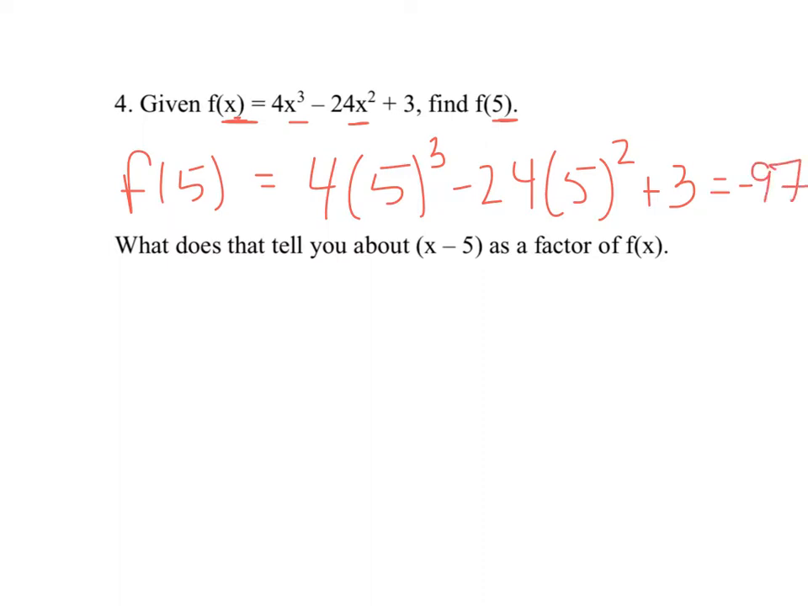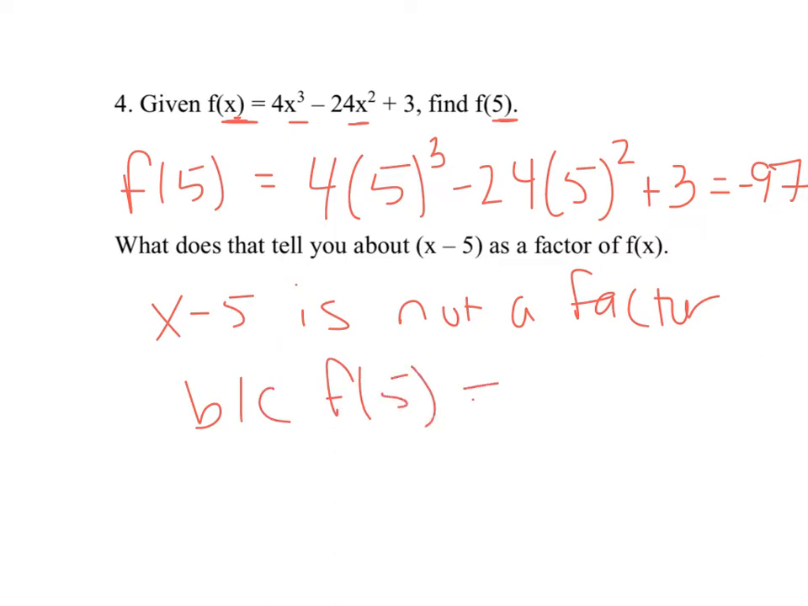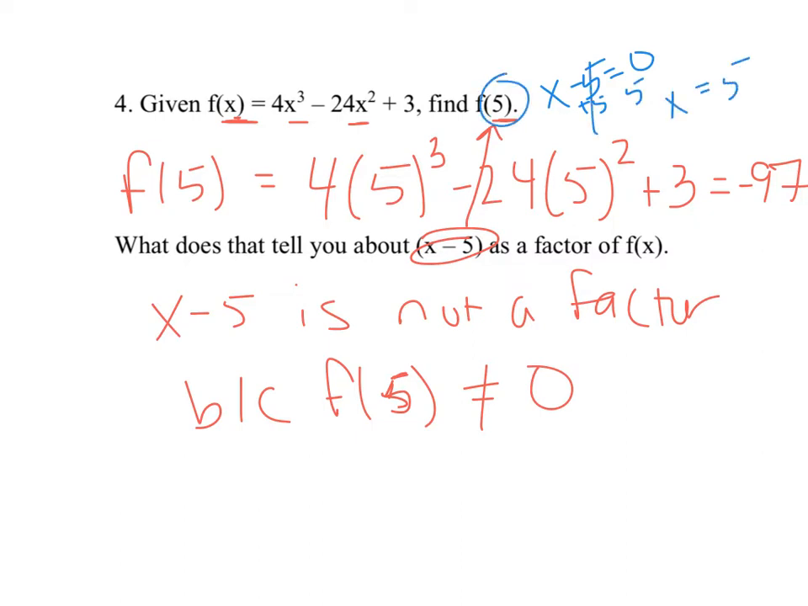Now the next part says, what does that tell you about x minus 5 as a factor of f of x? This tells us that x minus 5 is not a factor because f of 5 does not equal 0. This is referring to the remainder theorem. The remainder theorem states when you plug in the number that goes with this factor, if you get 0, then it's a factor. The reason why we plugged in 5 and not -5 was because when you set this equal to 0 and you add over 5, you actually get x equals 5, and that's why they're plugging in 5 instead of x minus 5.